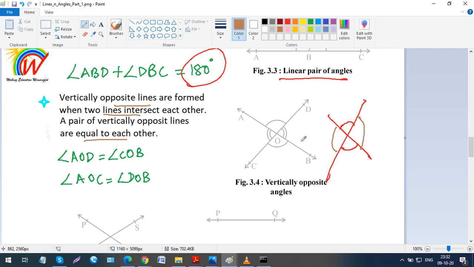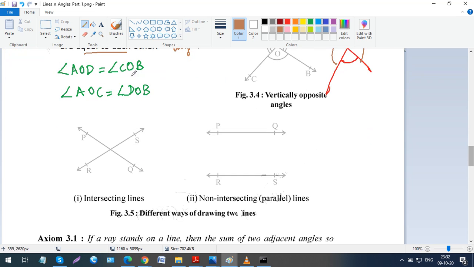So here, actually, not the lines, it's the angles. Okay, here it says the angles. Okay, this is also angles. All right, the angles are equal to each other. So these are the steps I have written.